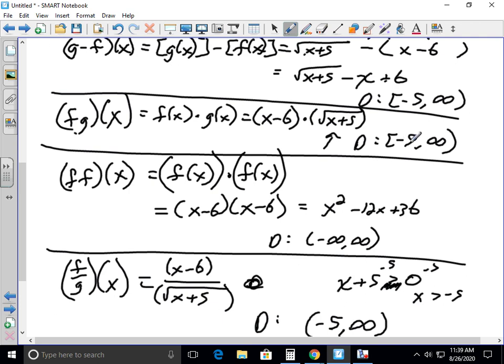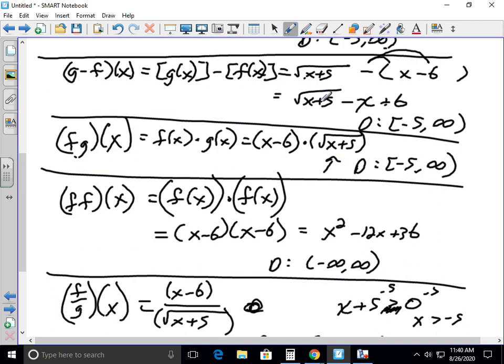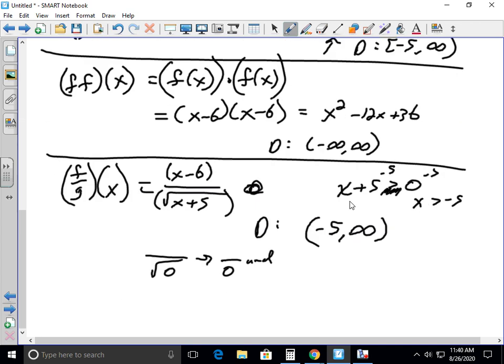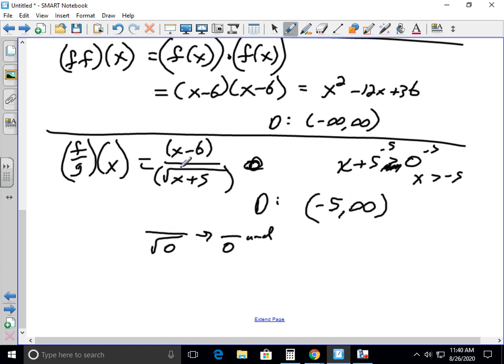We use a bracket here because negative 5 is part of the domain. It's okay for x to be negative 5 here, because this just makes 0 and is fine to multiply by 0 or subtract from 0 or add with 0. But we can't divide by 0. So it's only numbers that are to the right of -5, not inclusive this time.